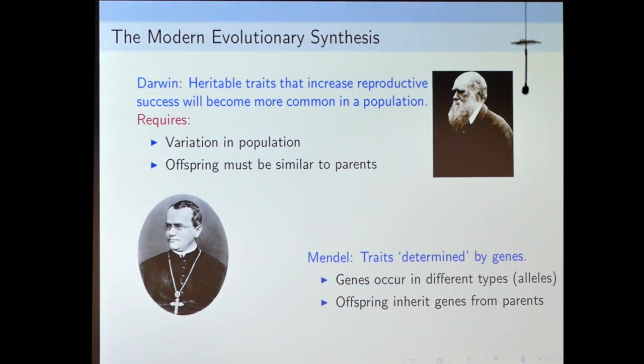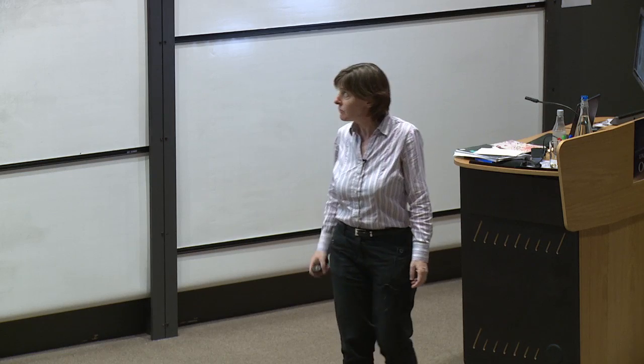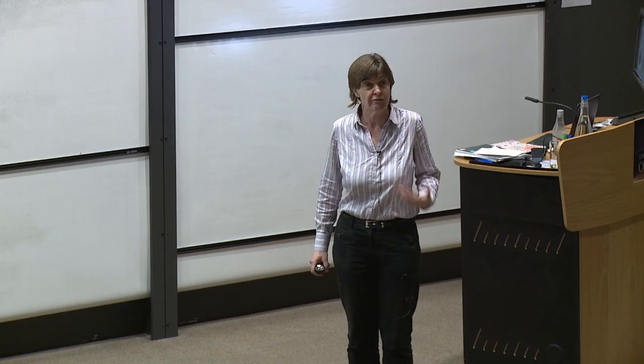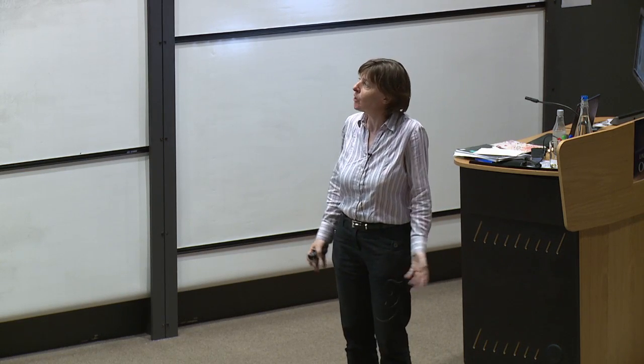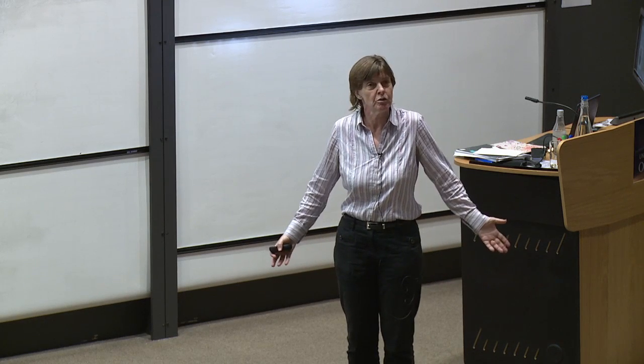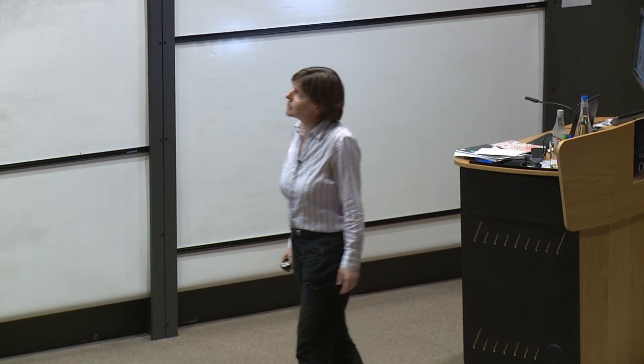So what does Mendel say? Mendel says that traits are "determined" by genes. I put determined in inverted commas because actually it's a bit more subtle than that, but traits are definitely influenced by genes. And genes occur in different types. That gives us that variability that we need. And offspring inherit genes from their parents. So we've got heritability.